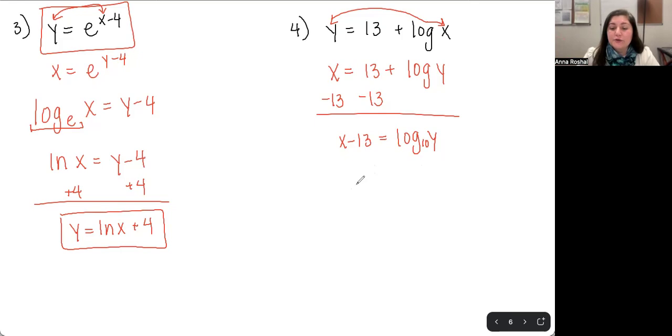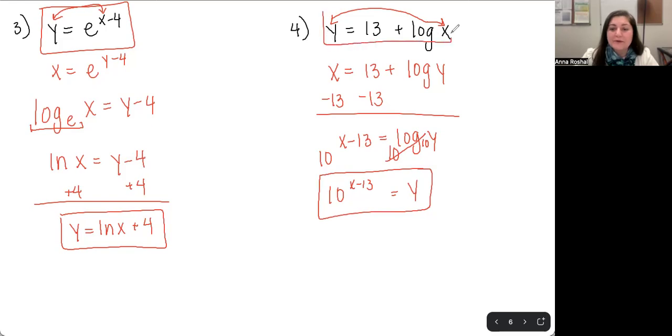So we're going to go from logarithmic to exponential. So I'm going to 10 it, I guess. And then this will cancel. So I'll be left with y on this side, and this will be 10 to the x minus 13 power. So exponential form is the inverse of logarithmic form.